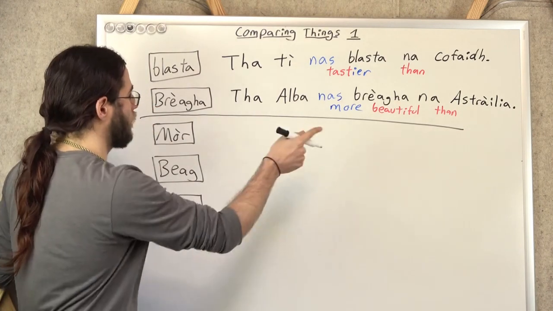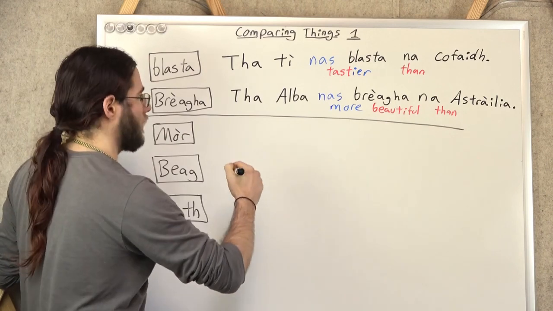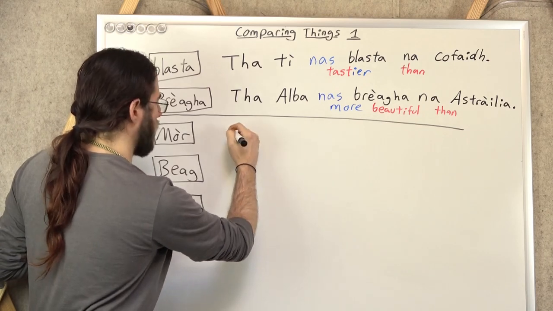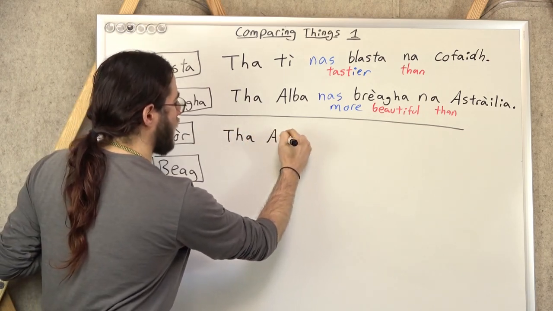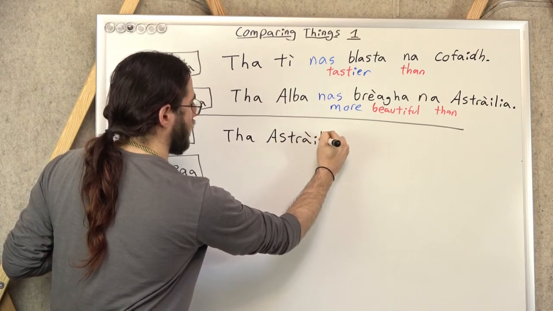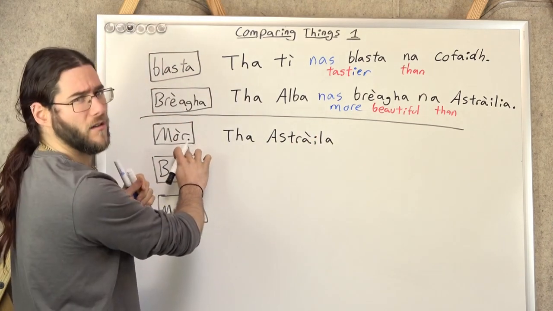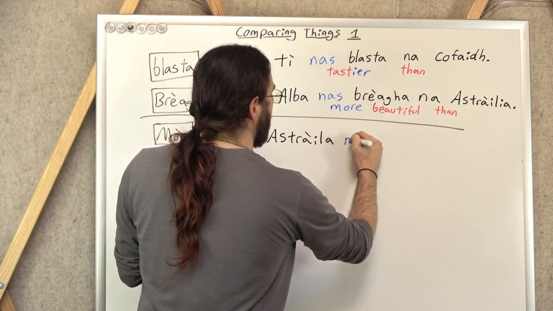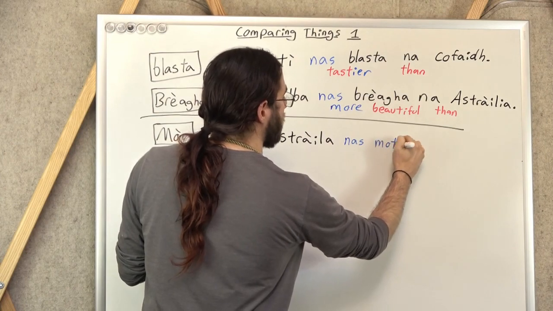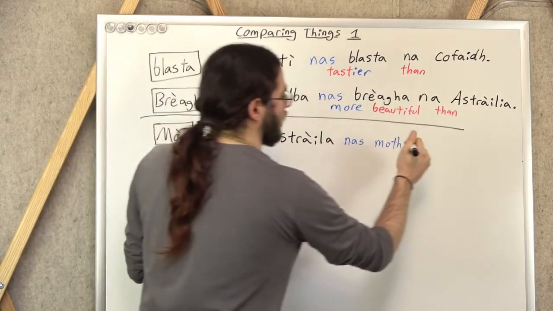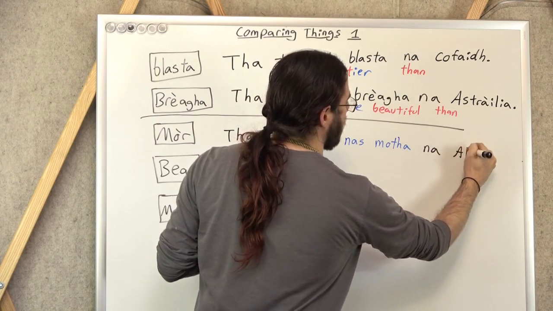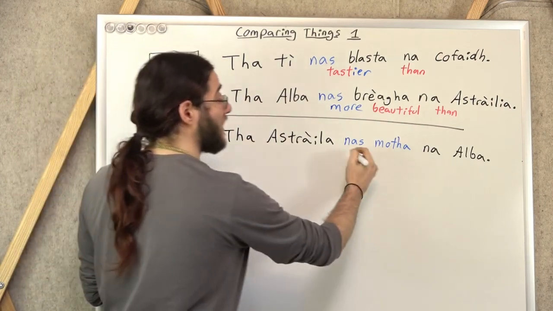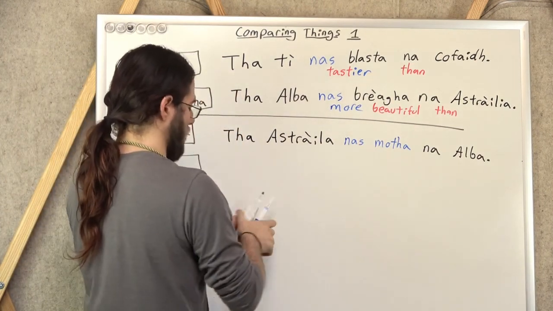So let's let the Aussies get one in here. Take back the power. Ha Australia. So we want to say bigger, not just more, it's bigger. Australia nas moa na alapa. Which is certainly true. Ha Australia nas moa.